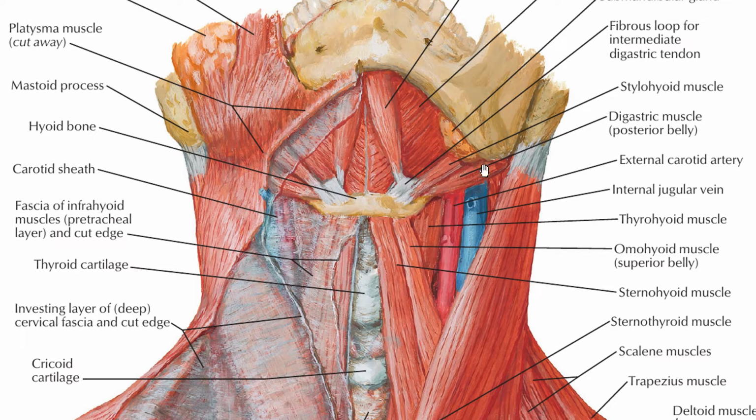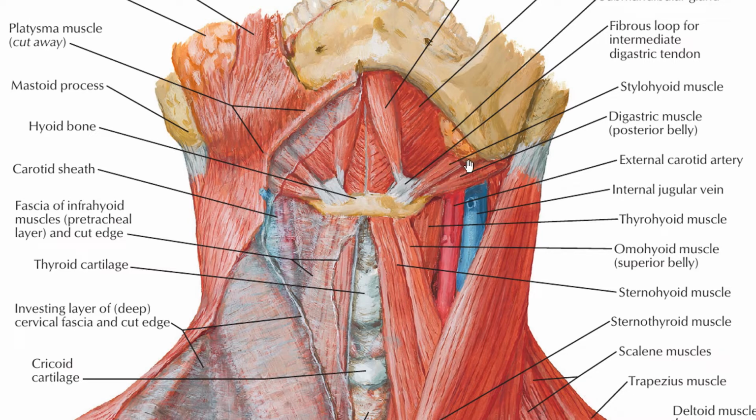So between these two bellies, we have got another triangle which is called the submandibular triangle or digastric triangle. It is called the digastric triangle because it is present between the anterior and posterior belly of the digastric muscle. So the digastric triangle is bounded medially by the anterior belly of digastric, posteriorly by the posterior belly of digastric, and superiorly by the angle of the mandible, the base of the mandible, the inferior border of the mandible.